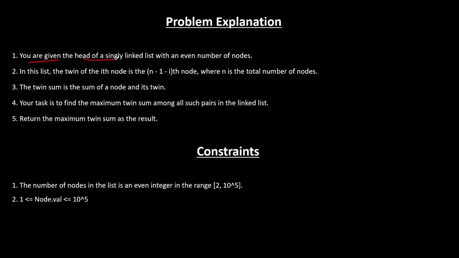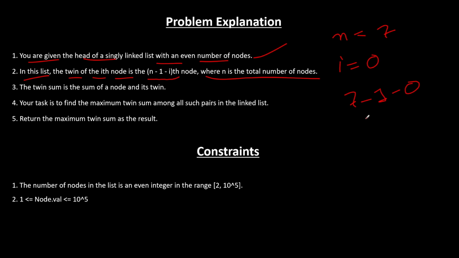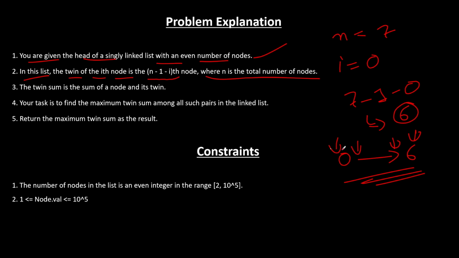So you are given the head of a singly linked list with an even number of nodes. In this list, the twin of the ith node is the (n minus 1 minus i)th node, where n is the total number of nodes. For example, if n is 7 and i is 0, then the twin node will be 7 minus 1 minus 0, which comes out to be 6, because the indexes are 0 based. So the first index and the last index, then the second index and the second last index, this way. The twin sum is the sum of the node and its twin.